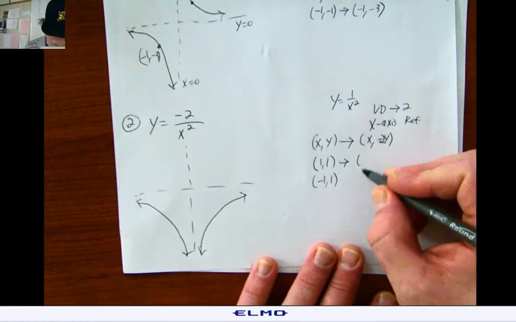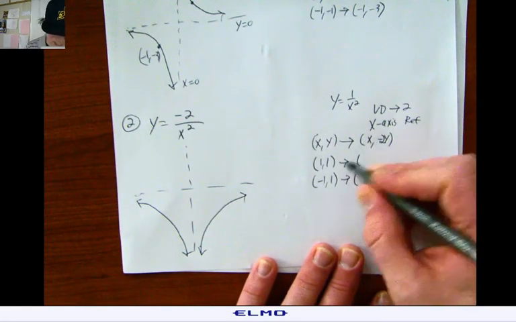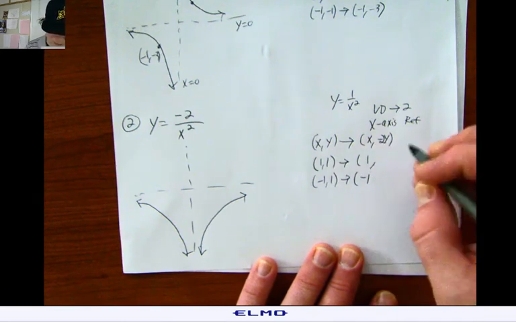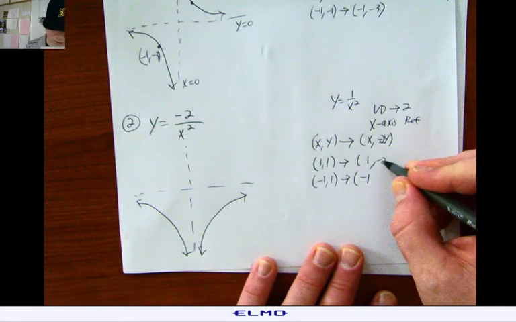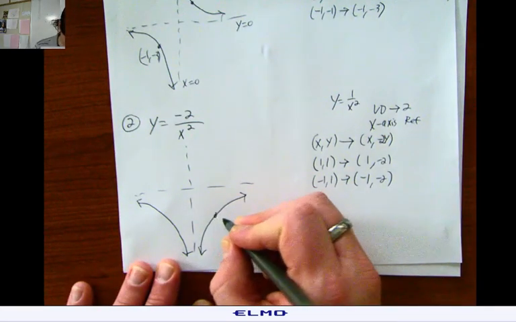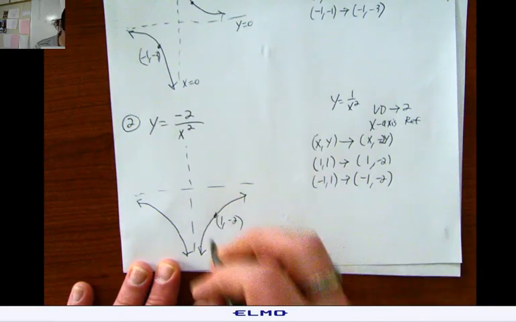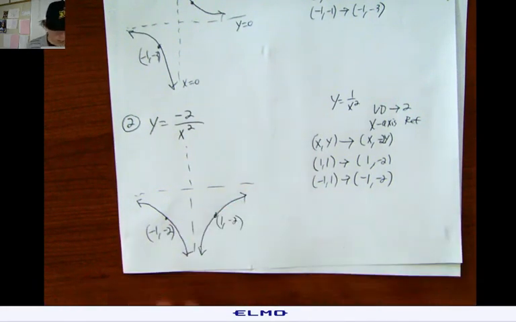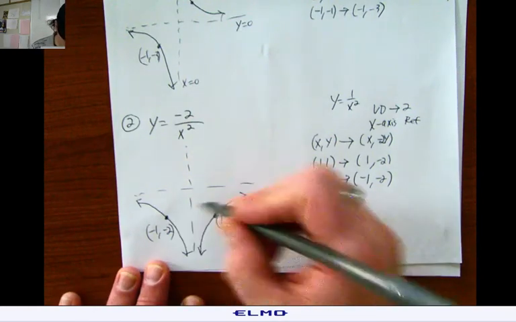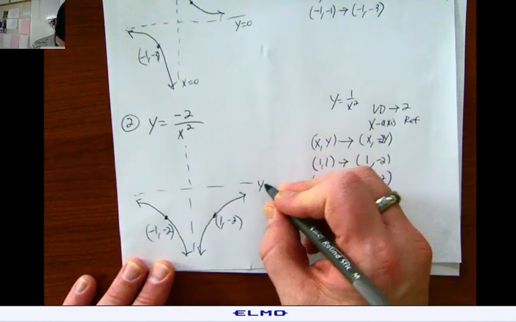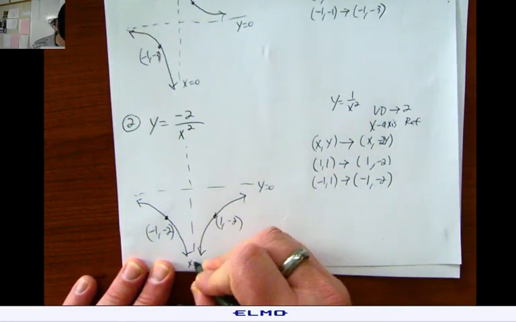All right, so these new coordinates, x stays the same, so 1 and negative 1. These ones get multiplied by negative 2, so negative 2 and negative 2. So this key point right here is 1, negative 2, and this point over here is negative 1, negative 2. There you go. Oops, I forgot to label my asymptotes. Y equals 0 and x equals 0.